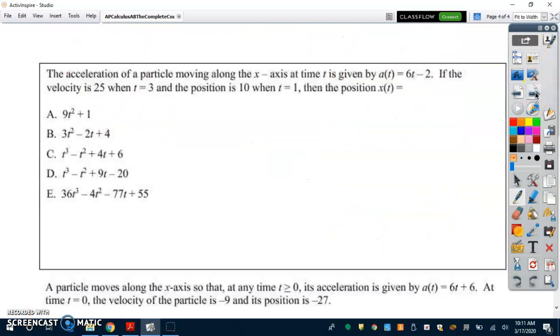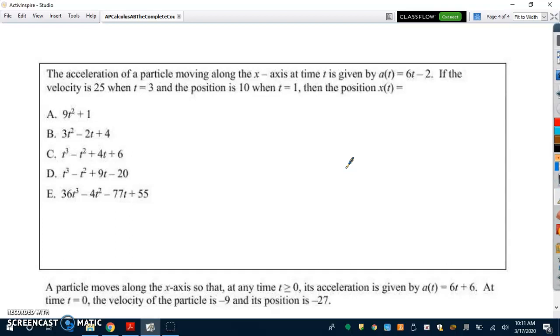We've got a problem: the acceleration of a particle moving along the x-axis at time t is given by our acceleration function right here, 6t minus 2. If the velocity, so we're talking about v of t here, is 25 when t equals 3, and the position is 10 when t equals 1, then the position x of t is... So we've got to find the position function from the acceleration function given some initial conditions.